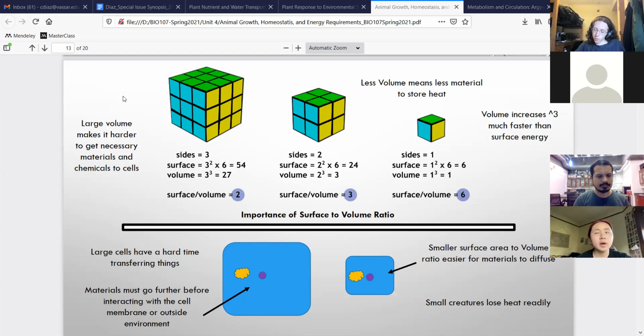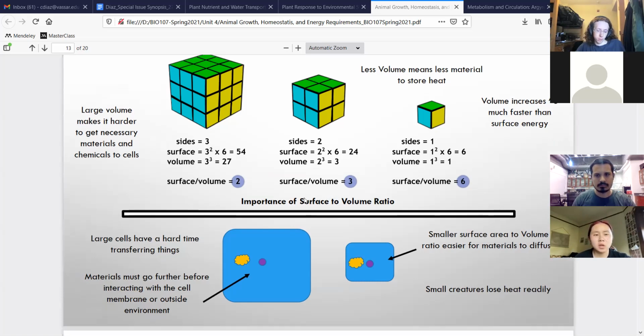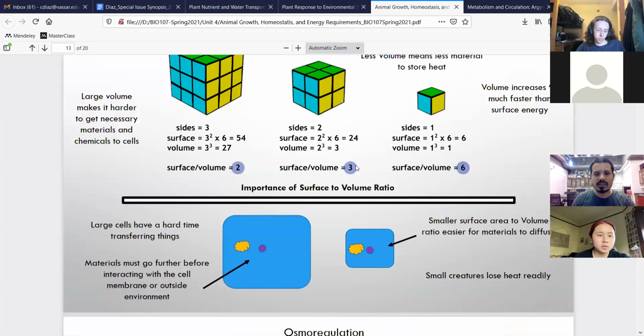And does that have to do with, I remember one day in class we were talking about per gram of energy or heat, I think, that was lost, and the difference between larger animals and smaller animals. Could we go over that a little bit more? Yeah.